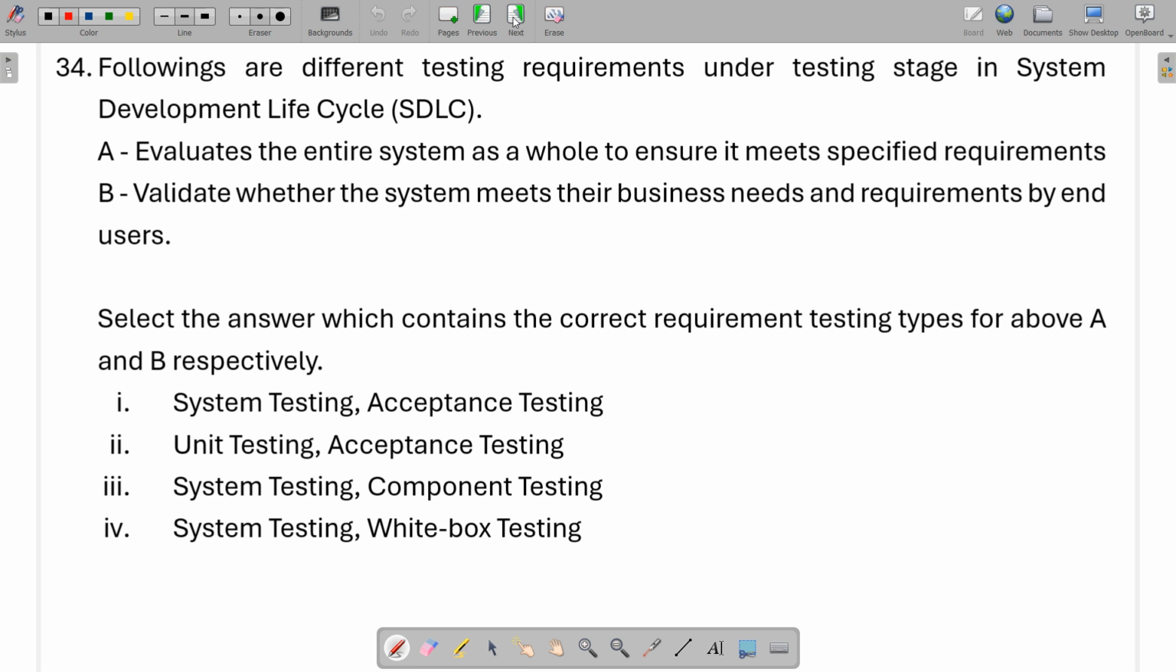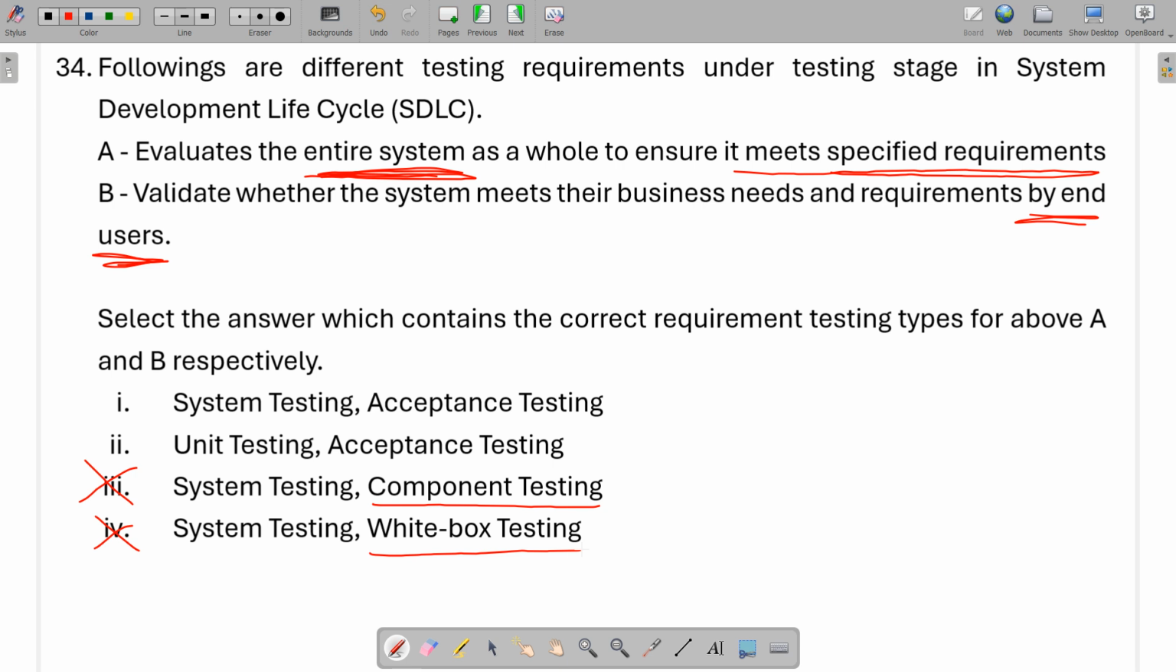In statement A, it says evaluate the entire system as a whole to ensure it meets the specified requirements. And in B, it says validate whether the system meets the business needs and requirements of the end users. If a test is done by the end users, definitely it's going to be the acceptance test. So the third answer is disqualified because it says component testing for B. The fourth answer is disqualified because it says white box testing.